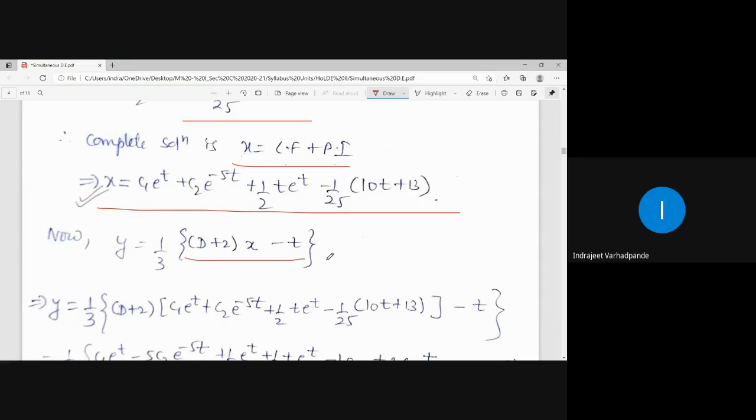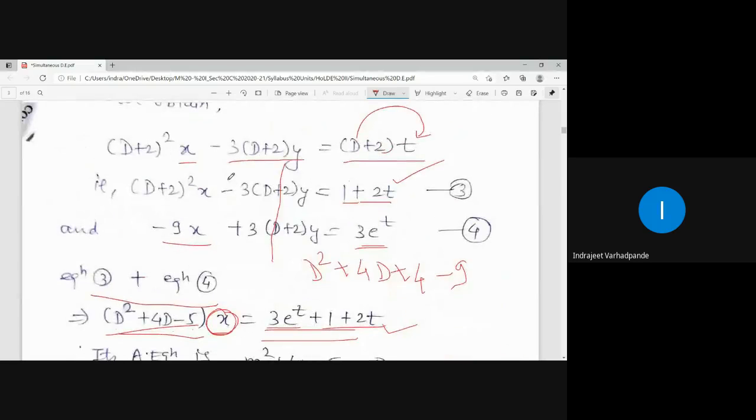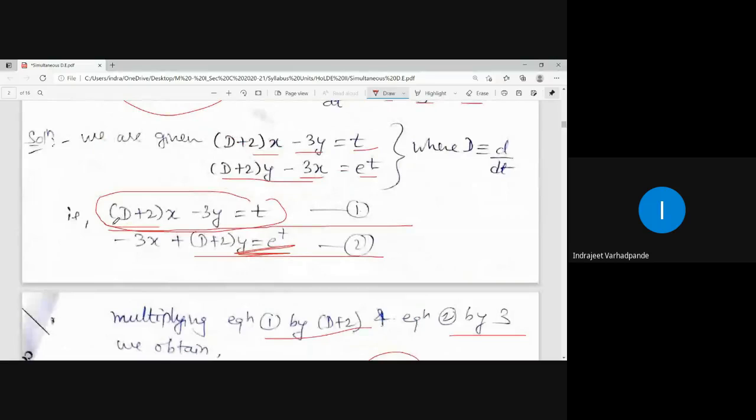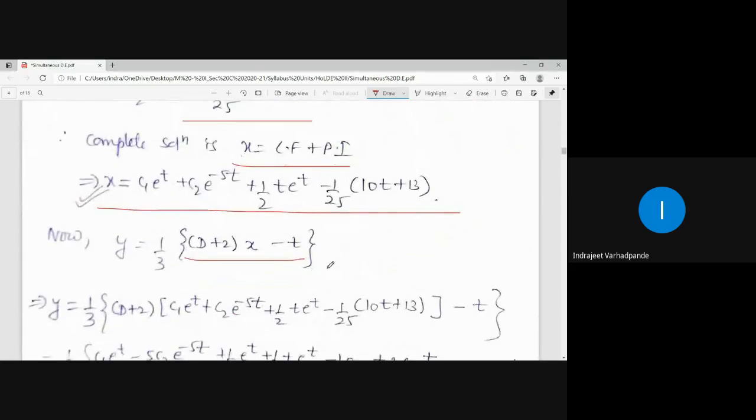The first equation had 3y. We will consider the original equation for the calculation of y. Do not consider the equation generated by multiplying by a certain term for the purpose of cancellation. Here I have considered this equation. The first equation is d plus 2 into x minus 3y is equal to t. What equation have we used? d plus 2 into x minus 3y is equal to t.